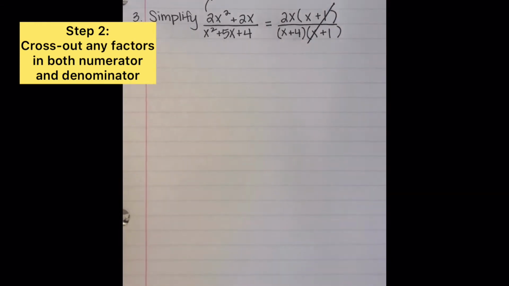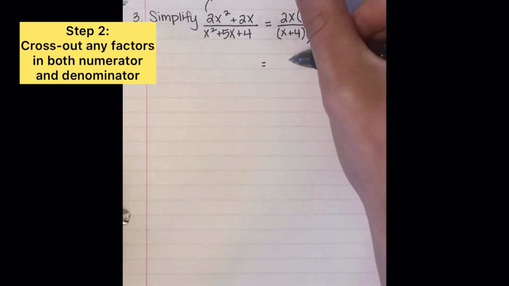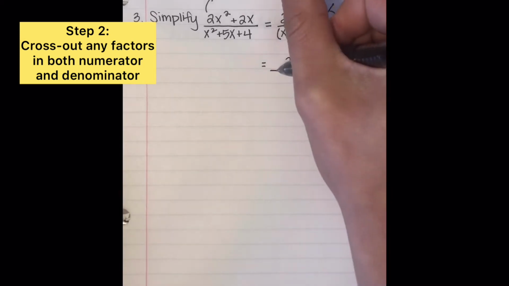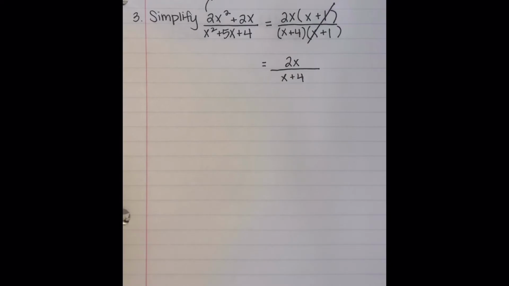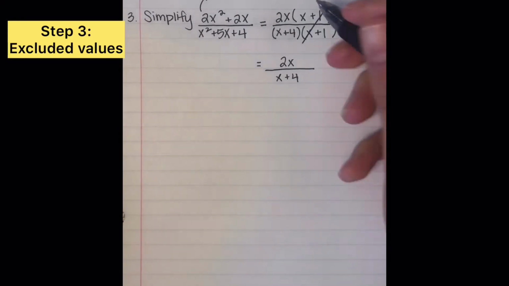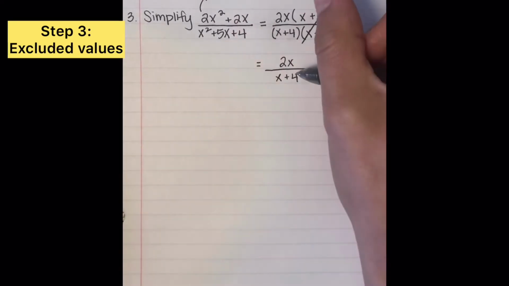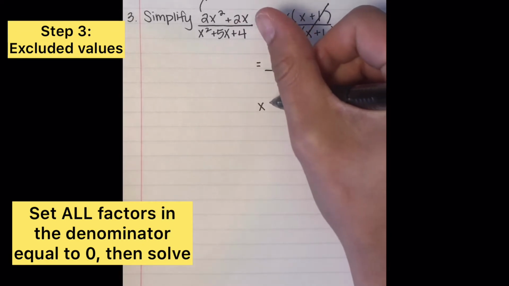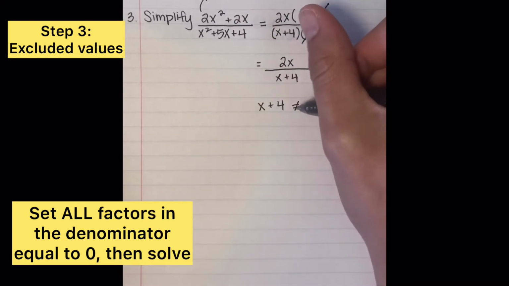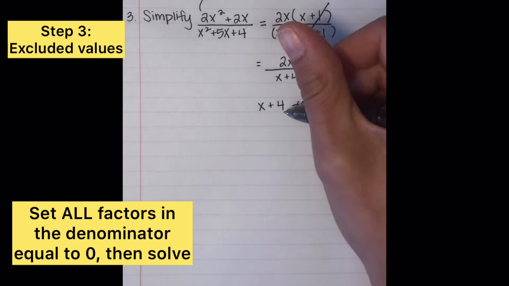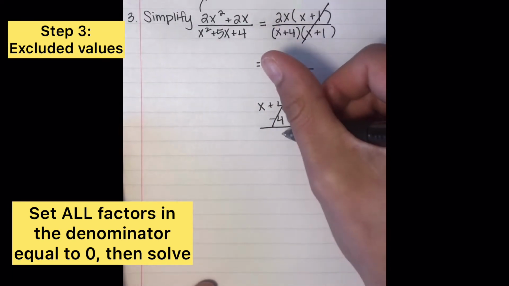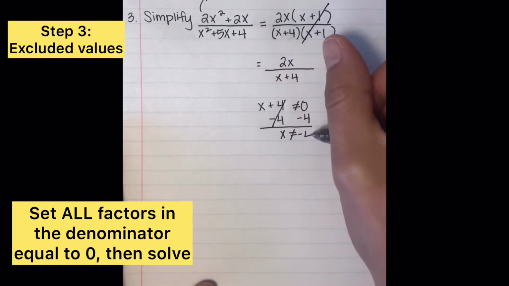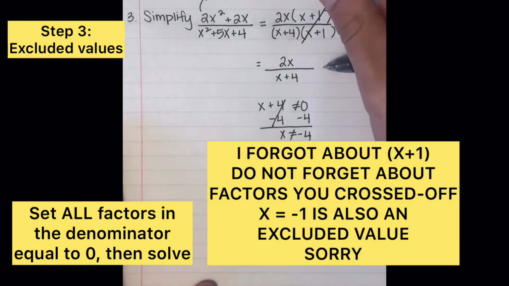Because they're on top and bottom, they eliminate, so the simplified answer would be 2x over x plus 4. We need to exclude the denominator, so x plus 4 cannot be equal to 0. So I'm going to subtract 4. X cannot be negative 4. So this is my answer, as long as x is not negative 4.